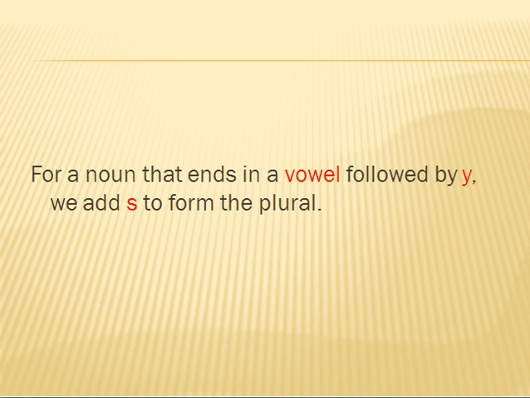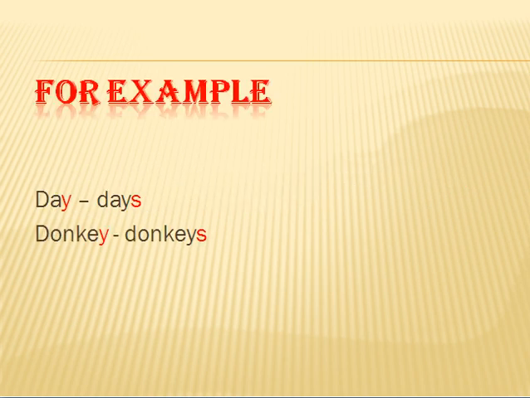For a noun that ends in a vowel followed by y, we add s to form the plural. For example, day becomes days. Means after y what we have to add? We have to add s to make it plural. Like donkey becomes donkeys, y will remain there only, we just have to add s after y. So day becomes days and donkey becomes donkeys.